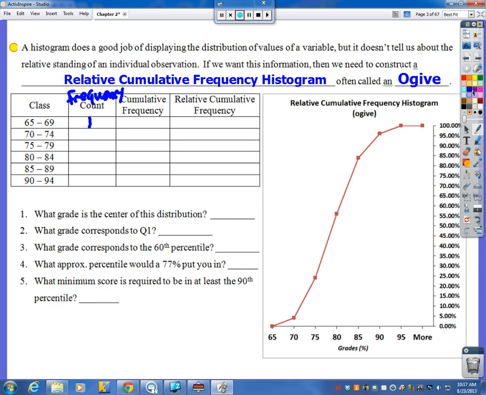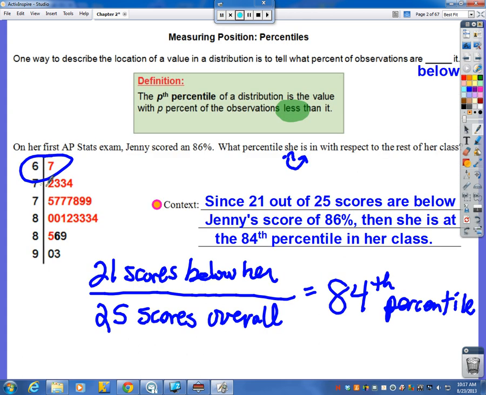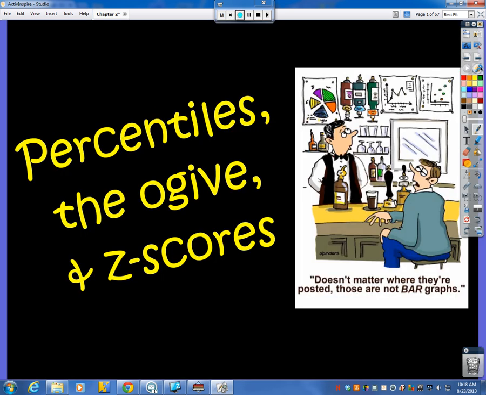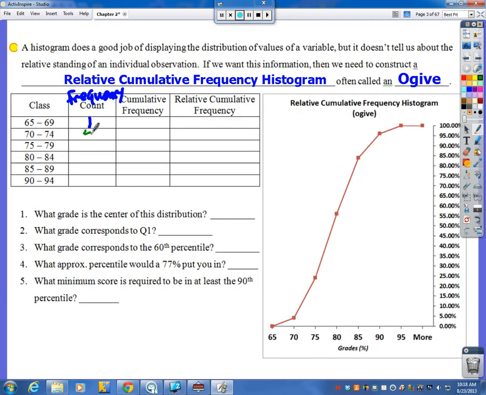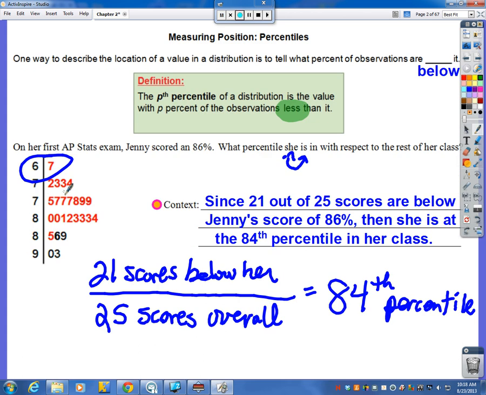How many people got between a 70 and a 74? 1, 2, 3, 4. And here's where my split stem plot really comes in handy. We had 4 people. 75 through 79. Well, there's 1, 2, 3, 4, 5, 6, 7 people.